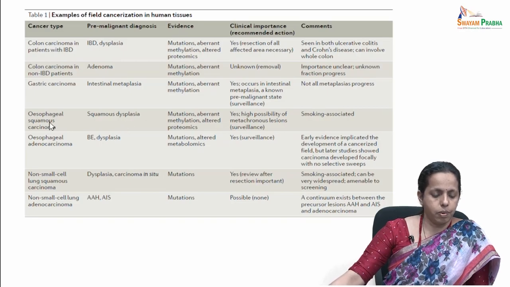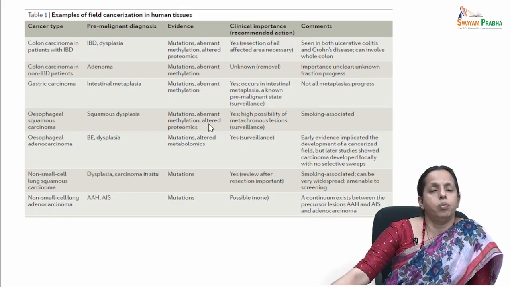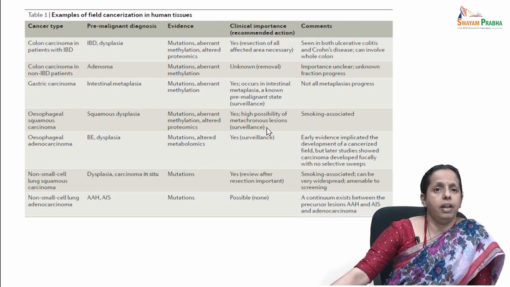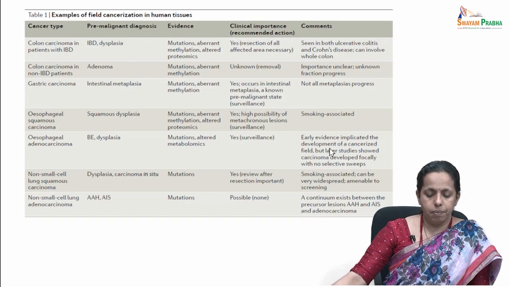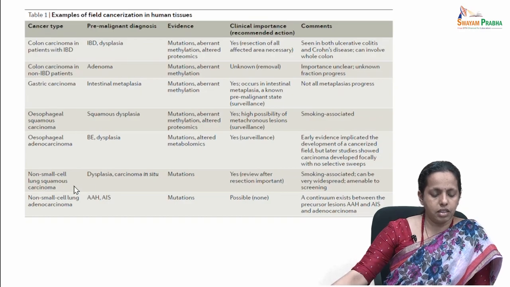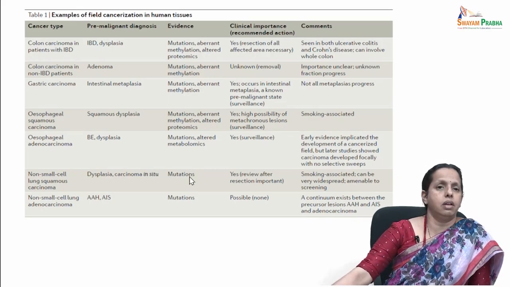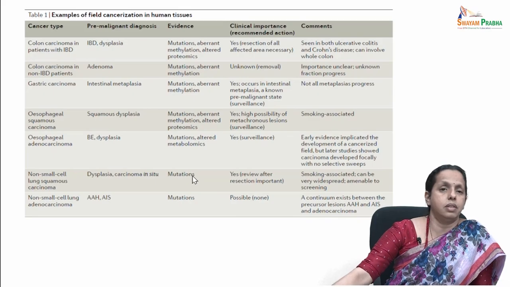Then you have the squamous dysplasia for your esophageal squamous carcinoma, where it is again evident by your mutations, then altered proteomics, then methylations are different, and there is a high possibility of metachronous lesions, and this is mostly associated with your smoking. And similarly, you have the esophageal adenocarcinoma, which has high evidence of implication with development of a cancerized field. Then with the lung, the non-squamous cell lung carcinoma, where the lung adenoma, you have your dysplasia, and again you have the carcinoma, there is a change in the morphology of the tissues. Then yes, a lot of mutations, which we will discuss in the coming session, or in some of this in this particular session.